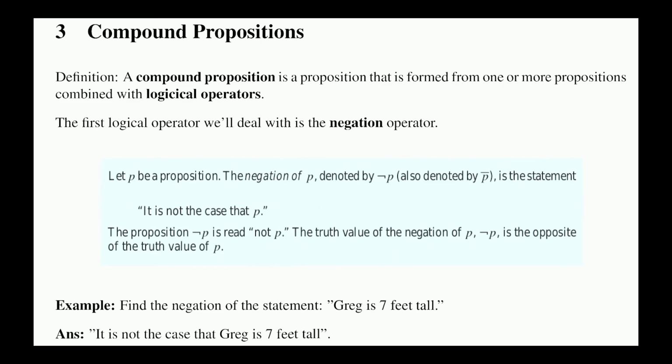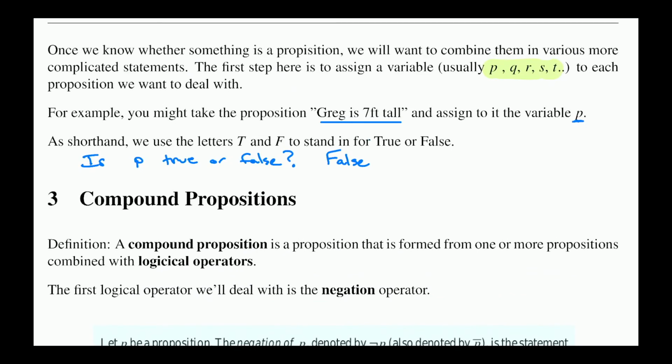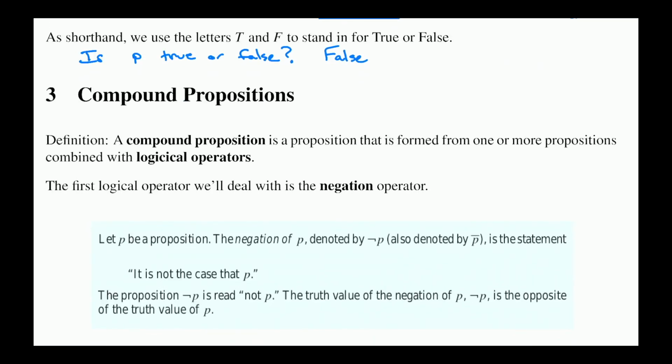Okay, compound propositions. Once you can define a proposition, we know what a proposition is, and we've defined it as a variable, like a P, a Q, an R, an S, a T, etc. They can be anything, but we use PQRST. What we want to do then is put multiple propositions together to make a bigger proposition. That's what a compound proposition is: a proposition formed from one or more propositions combined with logical operators. And what we're going to learn is all of the logical operators that you could have.